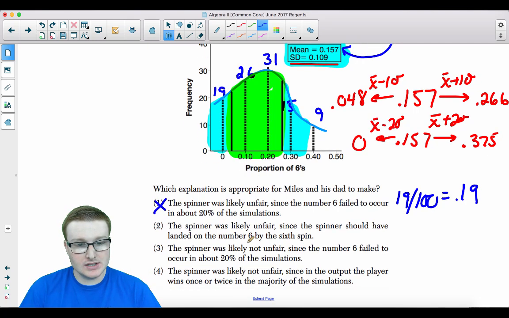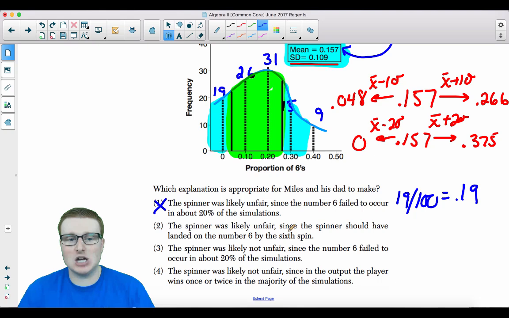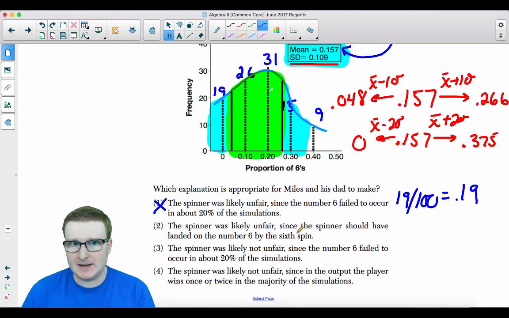The spinner was likely unfair since the spinner should have landed on the number 6 by the 6th spin. That is just bogus information. You could get a 6 on the first spin, or the second, or the third, or the fourth. Doesn't mean that it has to land on the 6th spin. Why couldn't it land on the 8th spin? Right? That's just ridiculous information.